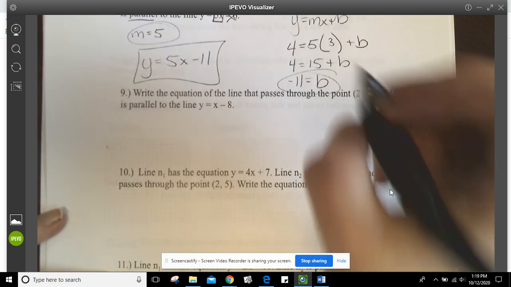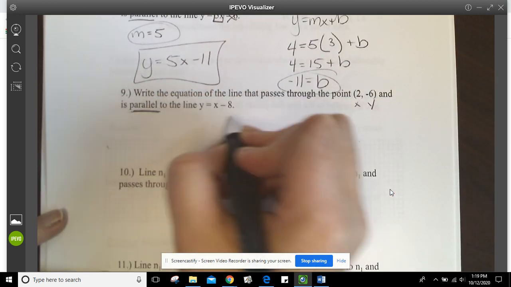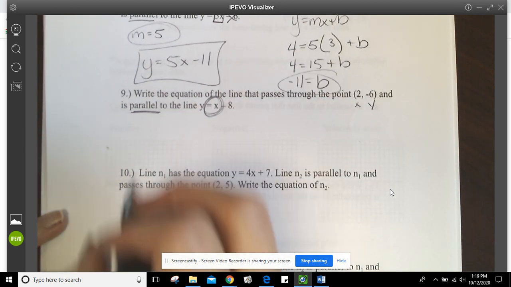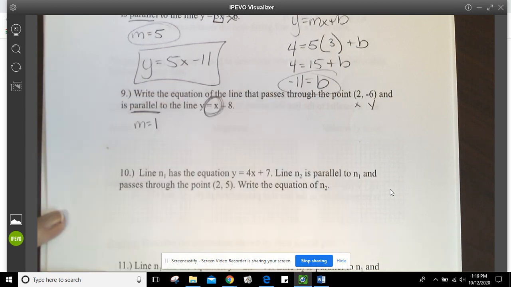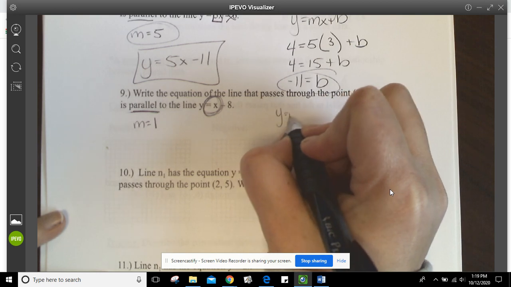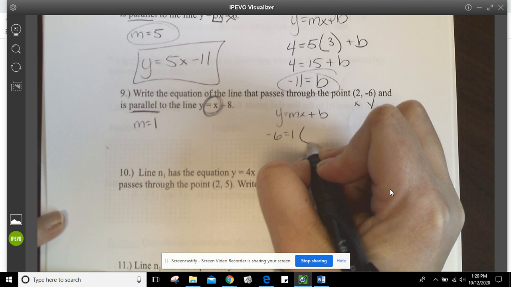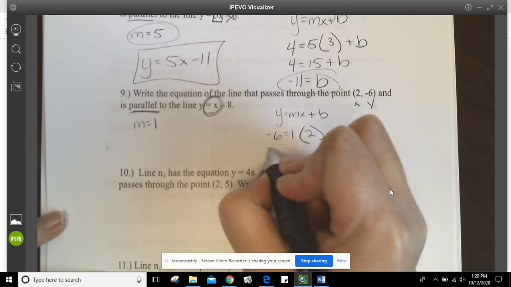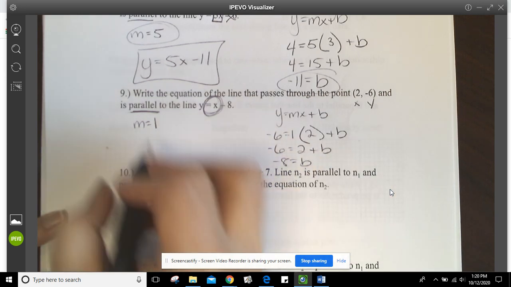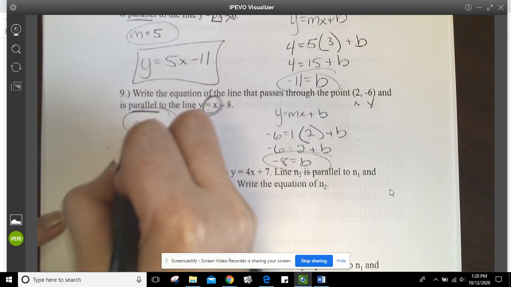So same thing for 9. Here's my x, here's my y. They tell me it's parallel to this line. So I'm looking at my slope. So my slope is 1, which means my new slope is also 1 because it's parallel. So y equals mx plus b. I'm going to plug in my y, my m, my x, and then solve for b. So b is negative 8. So I'm going to take my slope and my b and plug it back in. So 1x minus 8.